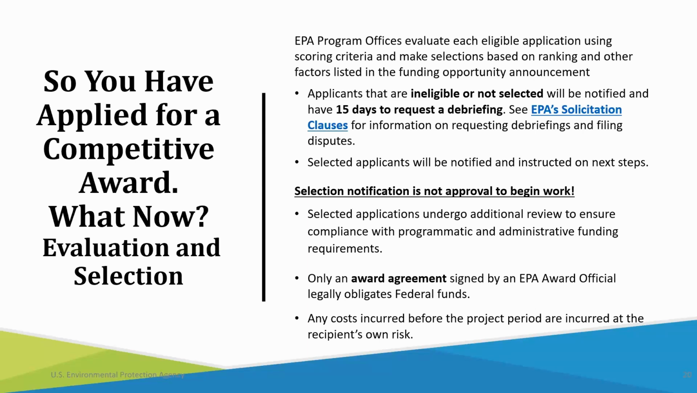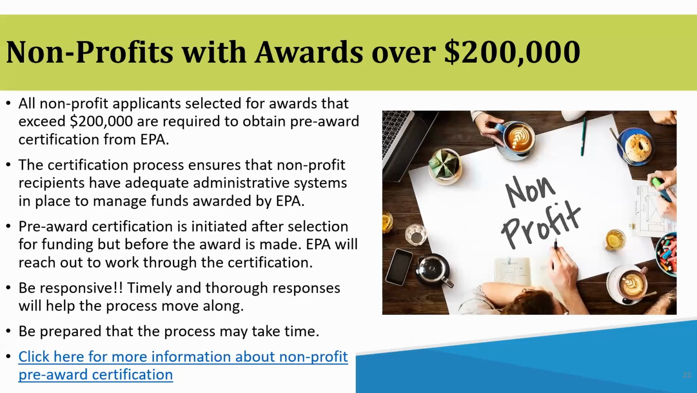During that period of time, the applicant is working closely with the grant specialist and the project officer. It is only when an award agreement has been signed by an EPA award official that federal funds are then legally obligated to the project. Any costs incurred outside of the project period on the award agreement are costs incurred at the recipient's own risk. If you're unsure of when you can begin work, reach out to your project officer for clarification.